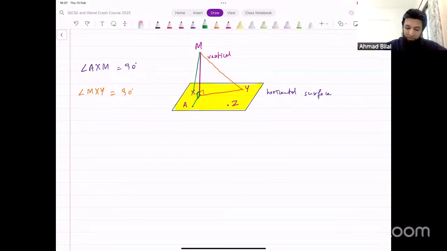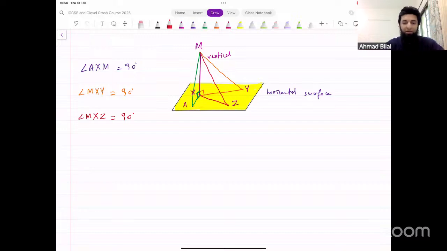We're talking about 3 dimensions here. The yellow surface is horizontal, and when we make a line with the vertical, the angle here is going to be 90 degrees. And then if we had another point Z here, and if I were to join X with Z, in triangle MXZ, at the point X, the angle is again 90 degrees. This is also a right angle triangle.